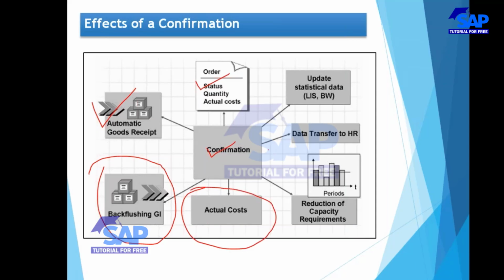If your PP is integrated with the HR module, then you can transfer the data to the HR module. Then your capacity requirements will get reduced. This we'll be discussing when we go to capacity planning. Even your statistical data will get updated in the statistical information systems like LIS and BW, business warehouse. So these are the effects that take place when you are confirming a production order. I'll show you where the actual cost will get updated.